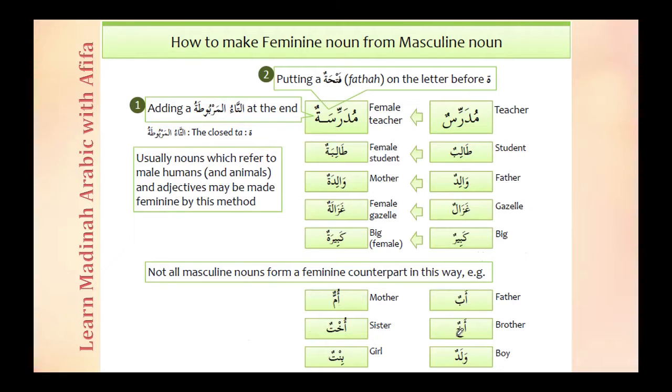Abun is father, akhun is brother, and ukhtun has to be a feminine word because it's referring to a sister. Similarly, waladun is a boy, and then bintun has to be a girl. These are very obvious because the meaning is feminine, so they have to be feminine.